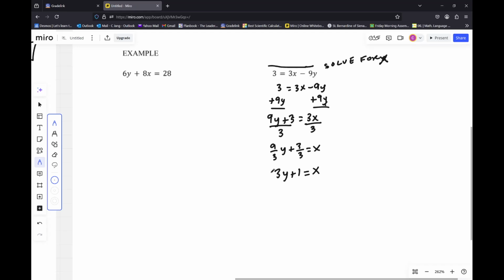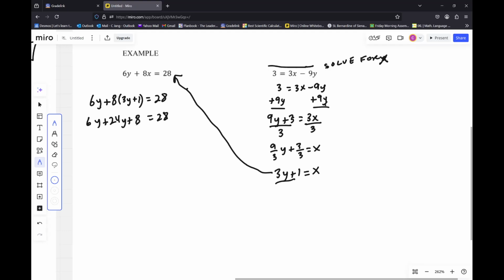So now I know what x is equal to. I'm going to plug this into the second equation. That was my first equation; I'm going to plug it into the second equation. So this is going to be 6y plus 8 times x, but I know that x is equal to 3y plus 1, so I'm going to put that in there for x. 6y plus 8 times (3y plus 1) is equal to 28. Then I'm going to distribute: 6y plus 24y plus 8 is equal to 28.